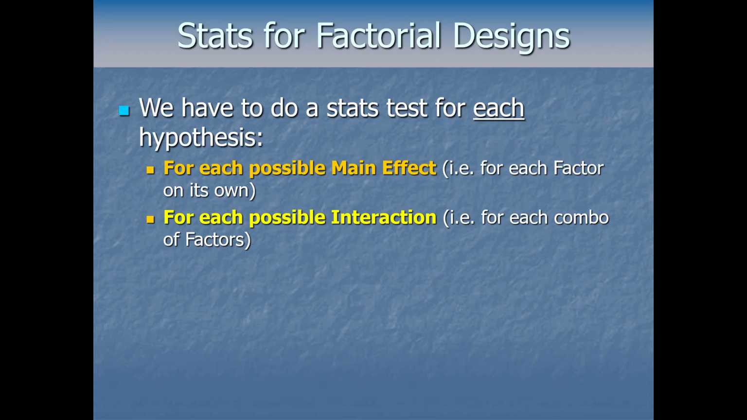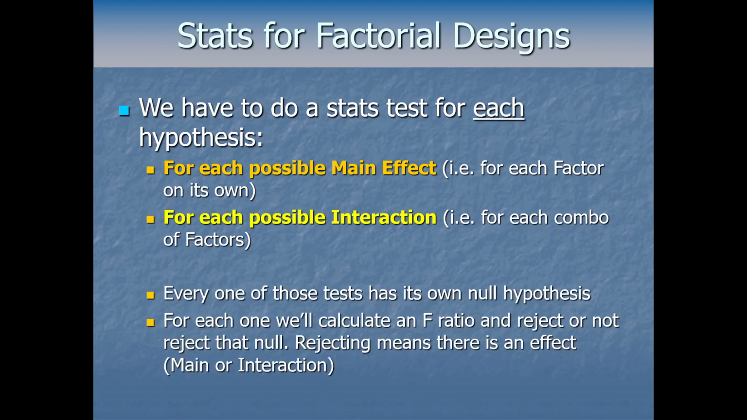In essence, we're going to have to do a stats test for each hypothesis. For each possible main effect, meaning each factor on its own, we can test whether it has a statistically significant effect. But also for each possible interaction, that is, for every possible combination of factors, we need to see if that interaction is statistically significant. Which means really, for each one of these tests that we're going to do, we're going to have a null hypothesis. And for each one, we're going to do a form of basically an ANOVA test, where we'll calculate an F ratio and reject or not reject that null hypothesis.